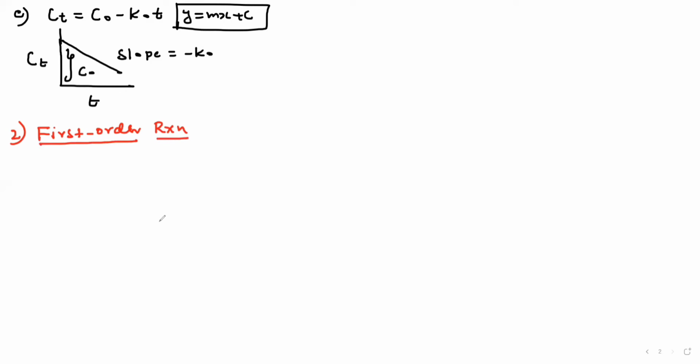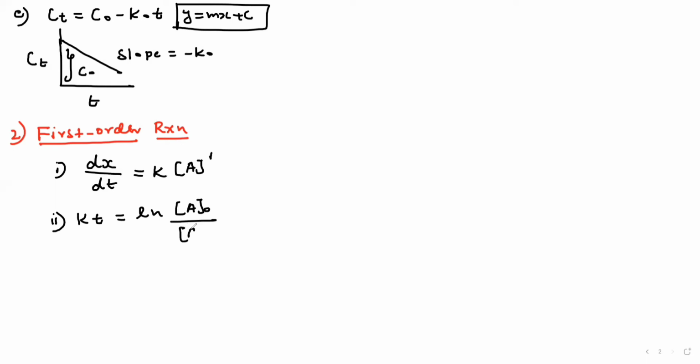Please note. First equation, that is rate. Change in concentration with respect to time is equal to what? The rate constant into concentration to the power 1. Why did I put 1? Because it is a first order reaction. Now the second equation, very, very important. Please note, Kt is equal to what? The ln of A naught by At. What is A naught? Initial concentration. What is At? The concentration after time.